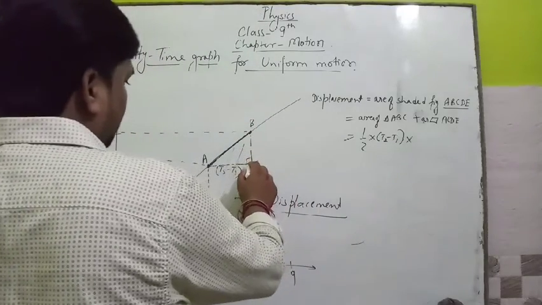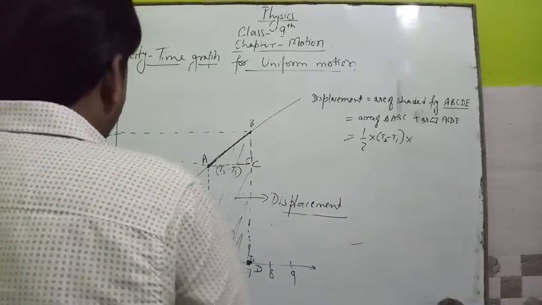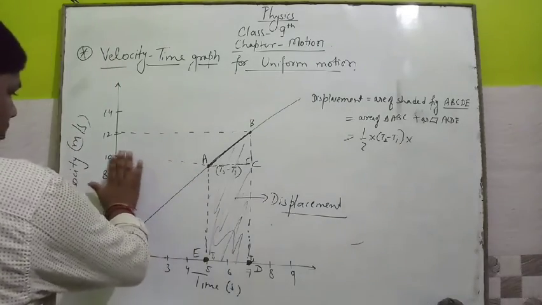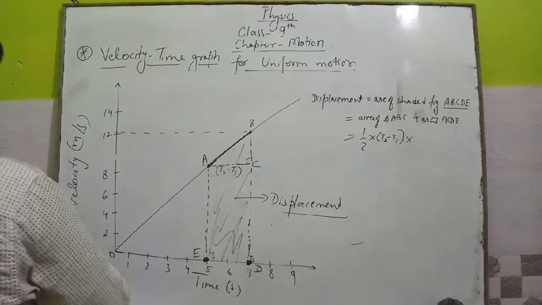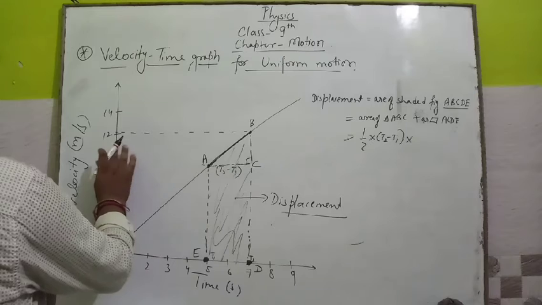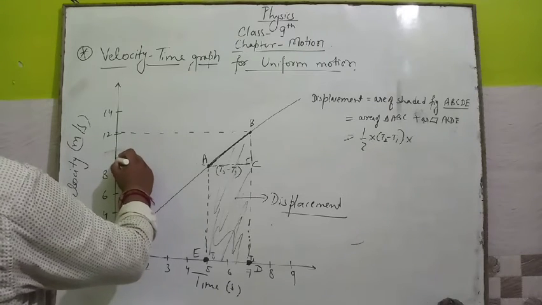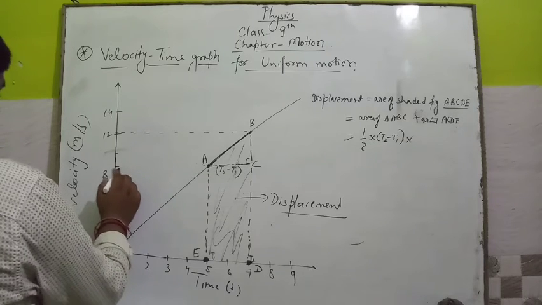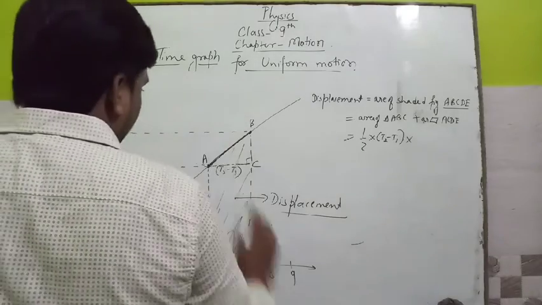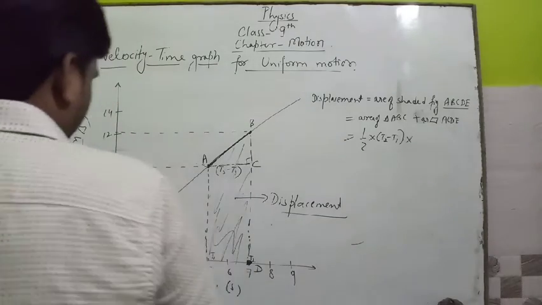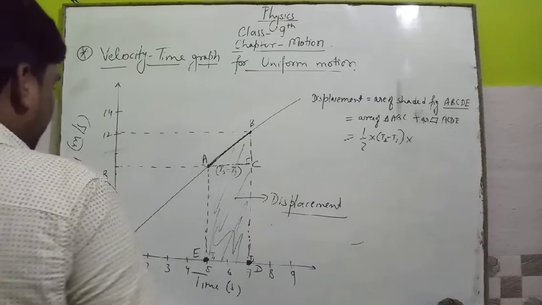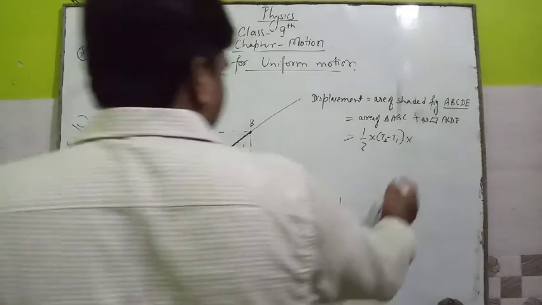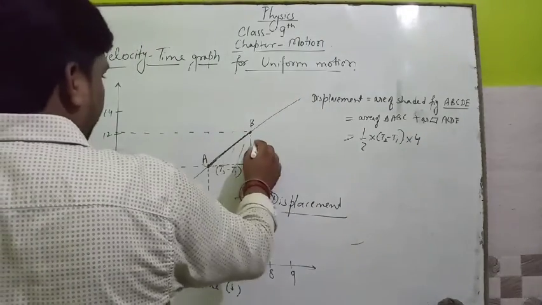And the height is this, and what does this height represent? This is 12 and this is 8. So 12 minus 8 is what? 4. This line represents 4.